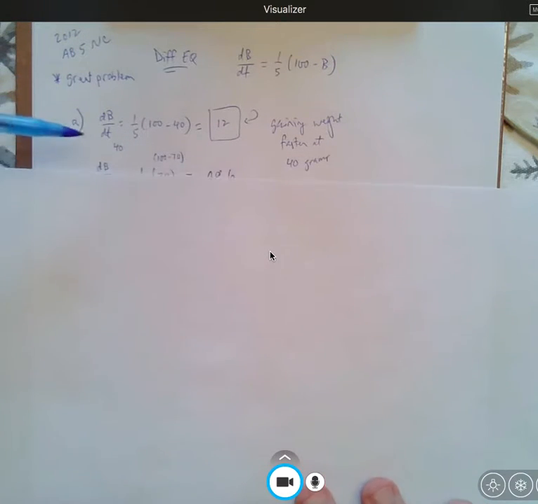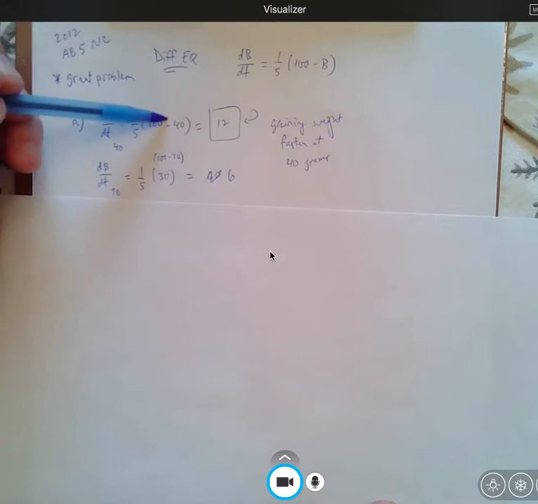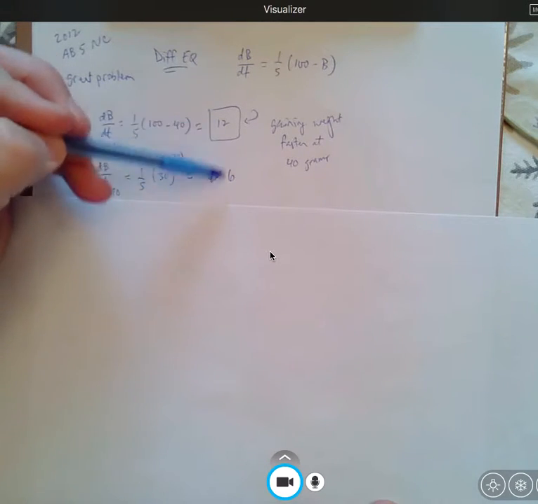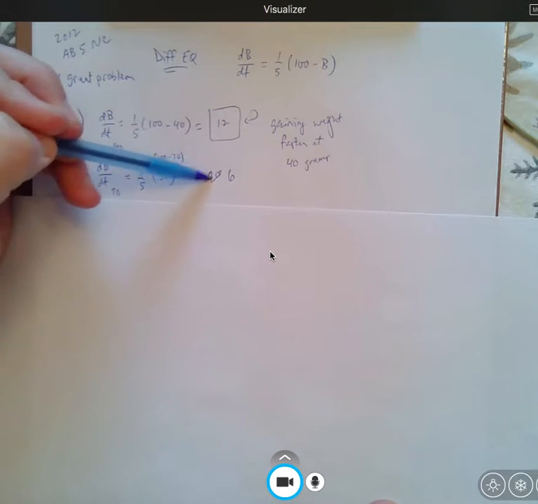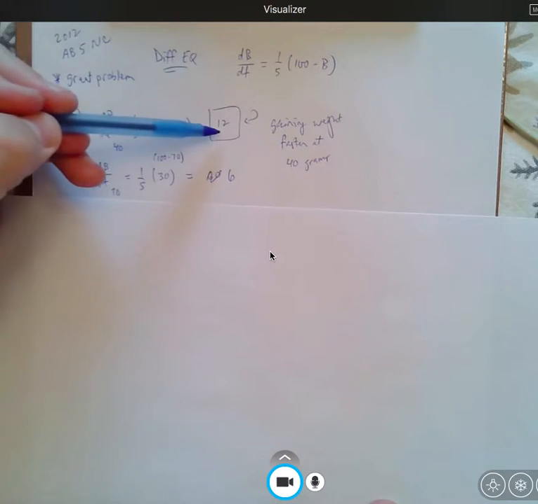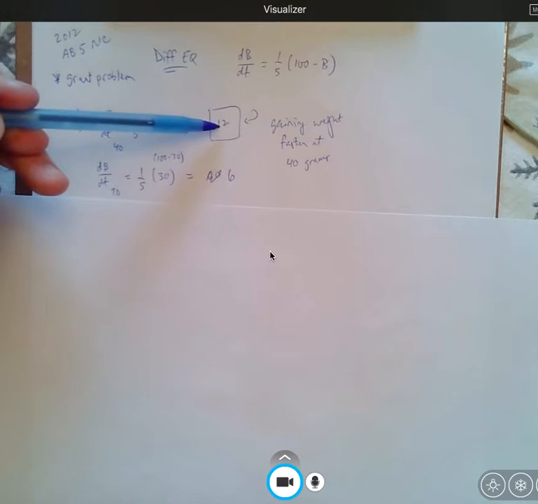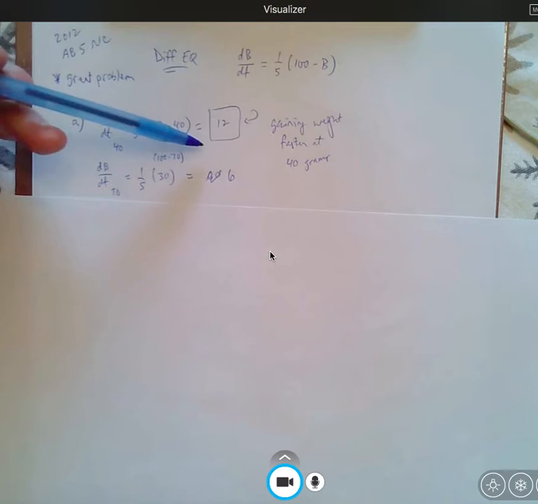I substitute both 40 and 70 into the rate of change, and the two answers I get are 12 and 6. I originally had 60, but I crossed it off. It's 12 and 6. 12 is bigger, so the 12 represents that I'm gaining weight at a faster rate when I'm 40 grams. When the bird is 40 grams, it's gaining weight at a faster rate. That's what this 12 means, okay? And that really answers question A.